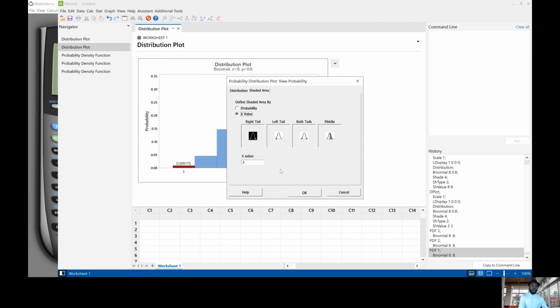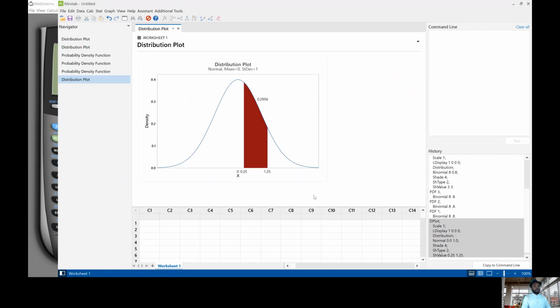And now in the shaded area, we would change this to X values. And let's say we click on the middle, since we have a range of values we want to find in between. So our left will be 0.25, and to the right will be 1.25. And now when you press OK, this gives us the probability of interest.